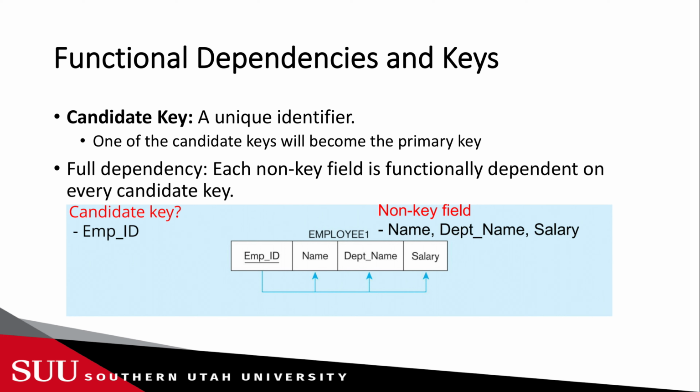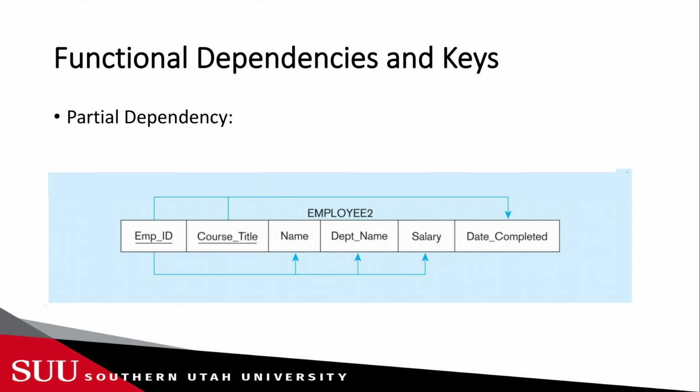The non-key fields are name, department name, and salary. So we can safely say that the name, the department name, and the salary will change based on the employee ID. Whenever I see another employee ID pop up in the records, it will have a different name, possibly a different department name, and possibly a different salary. So these three attributes will totally rely on the employee ID. For each employee ID, we have specific values for these attributes, and hence we have a full dependency on that candidate key. What about partial dependency?